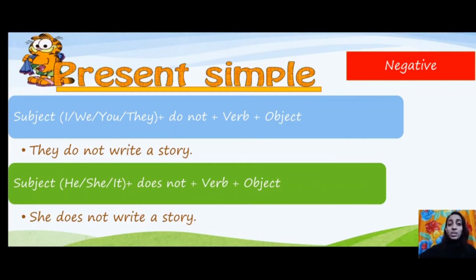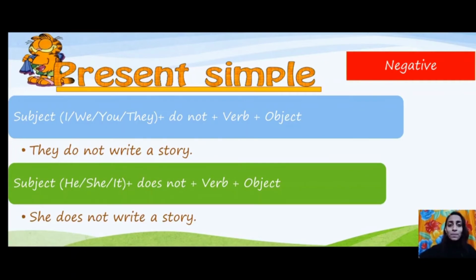Subject. If the subject is plural, then we are supposed to add do not, and then comes the first form of the verb, and then comes the object. Like for example, they is always followed with the auxiliary verb do. Very good. They do not write a story. I do not write a story. You do not write a story.